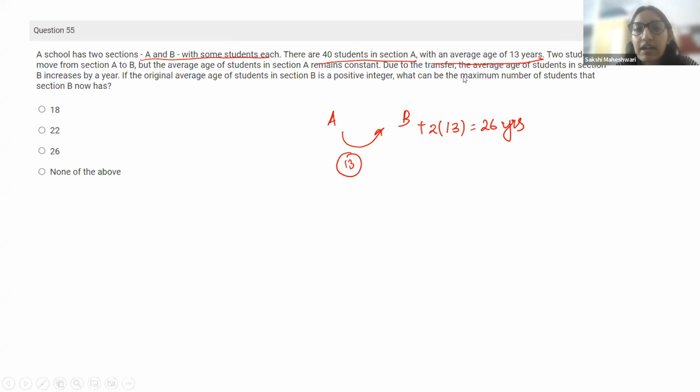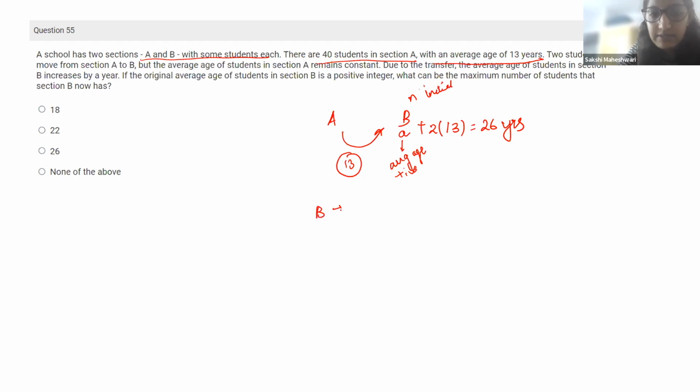Now, due to transfer, average age of students in section B increases by one year. Okay, so consider the number of students here is N and the average age initially is A. Now if the original average age is a positive integer, what can be the maximum number of students that section B now has? Initially the total age for B was N into A, and now it is plus 26. This is equal to N plus 2 into A plus 1. You understand this equation?